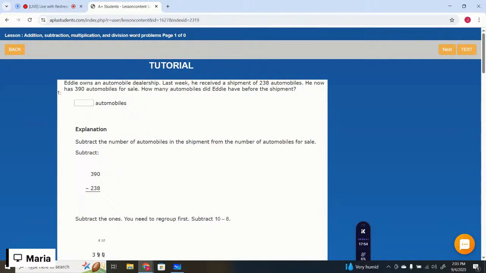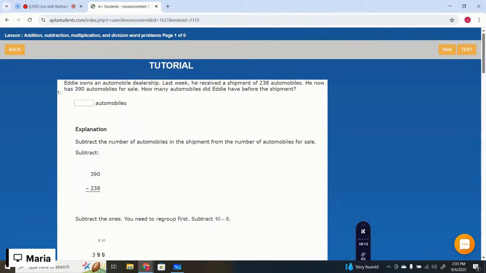Eddie owns an automobile dealership. Last week, he received a shipment of 238 automobiles. He now has 390 automobiles for sale. How many automobiles did Eddie have before the shipment?